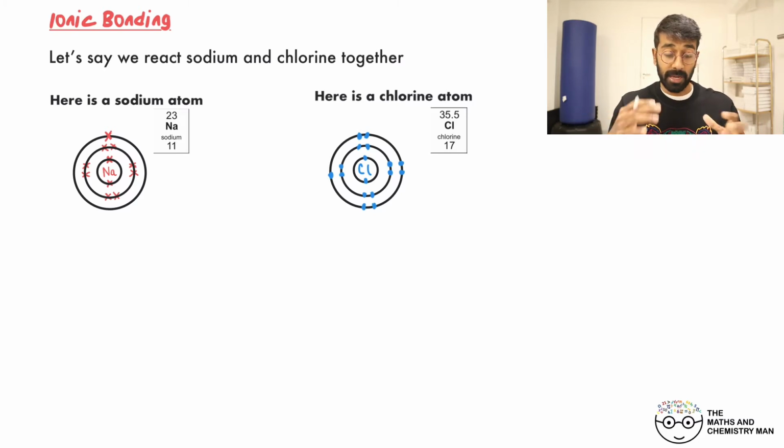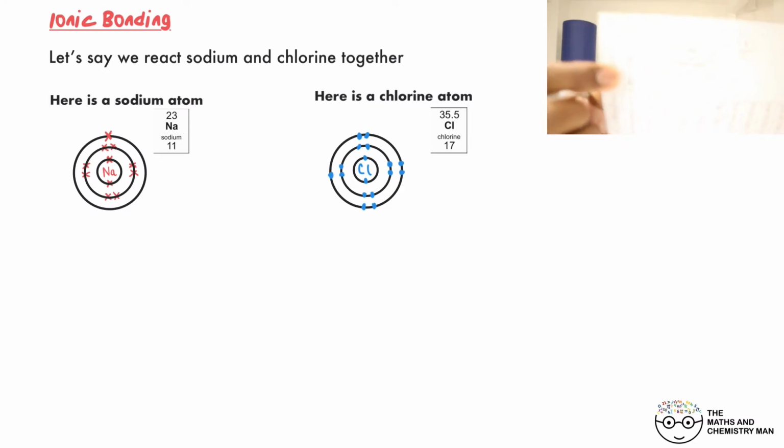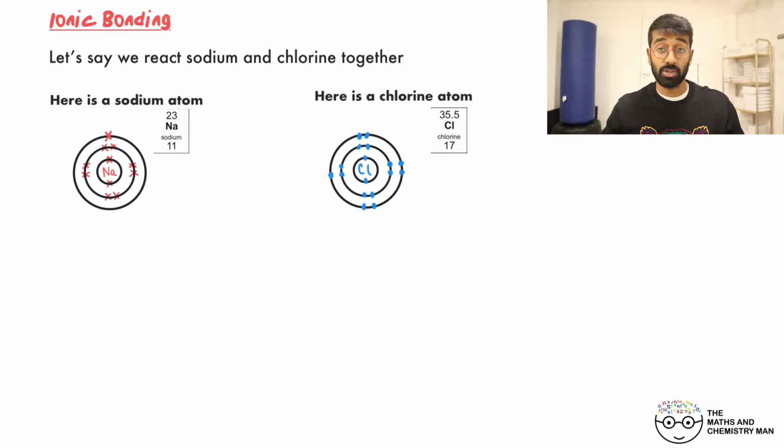If you're ever stuck with knowing how many is on the outer shell, remember you can always check the group numbers. Sodium is in group number 1, over there, which means it's got 1 electron on its outer shell. Chlorine, because it's in group number 7, has got 7 on its outer shell.